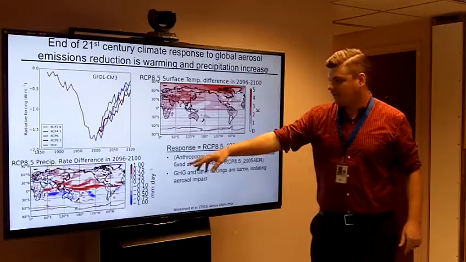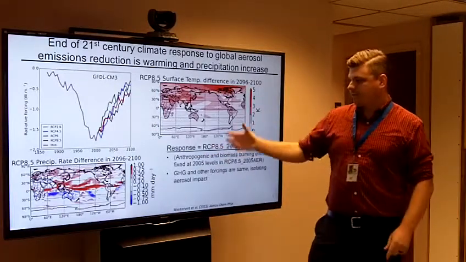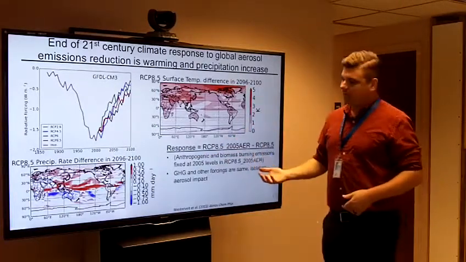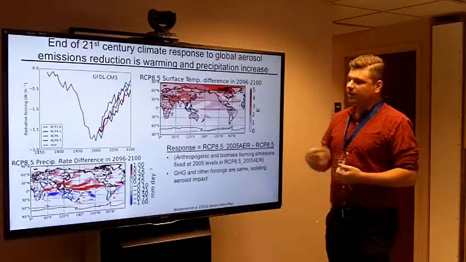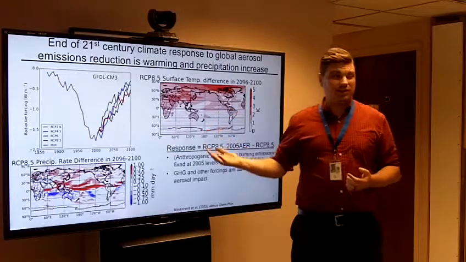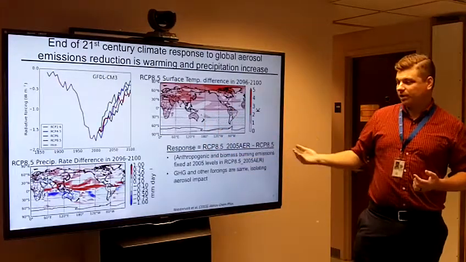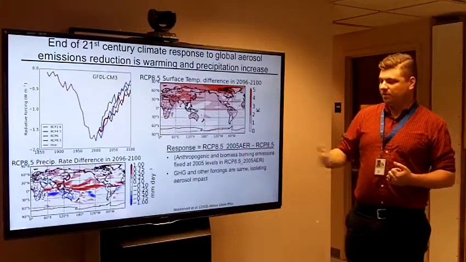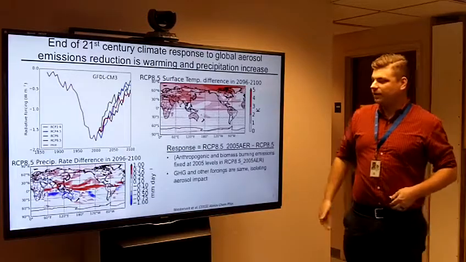Precipitation, down here on the bottom left. So this is what precipitation will do with respect to aerosol reductions by 2100. I should also mention this is only using the GFDL model right here. So this is just one model. There will be multi-model aspects later in this talk.